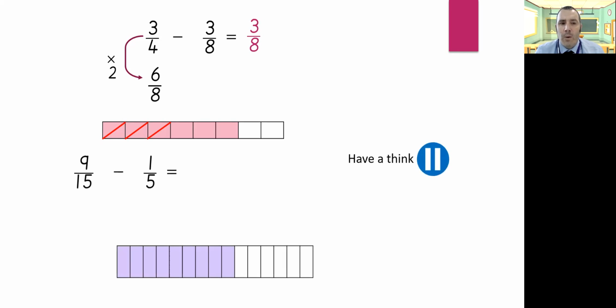Have a go with this one. So we've got 9/15 and we're taking away 1/5. So you'll need to find your equivalent. What do you need to multiply by? And how many are you going to take away? Pause here to have a go.